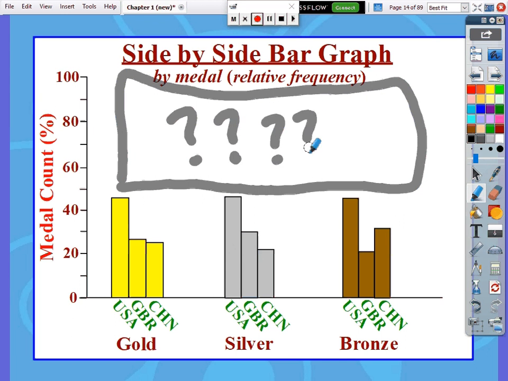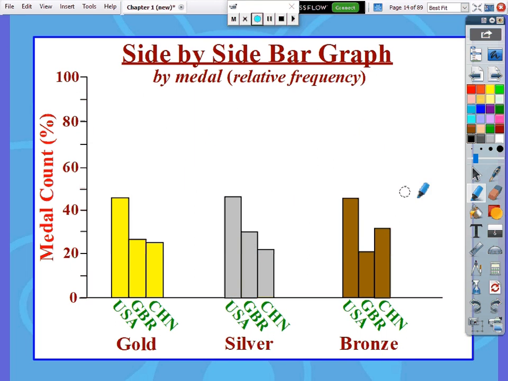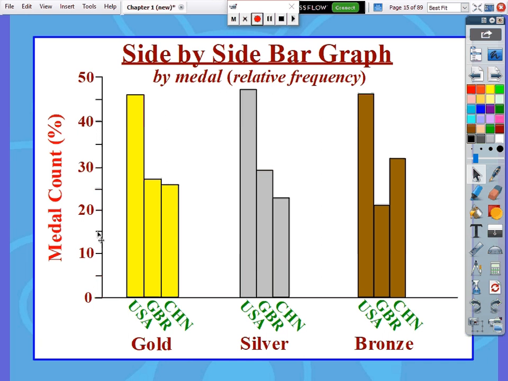there's nothing up here. So it seems kind of weird. Why would we have all this empty space? Is there a way that we could fix this to get rid of a lot of this empty space? And what we could do is just restructure our vertical axis here. And instead of going by 20%, what if I counted by 10%?